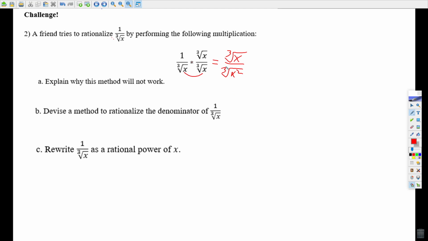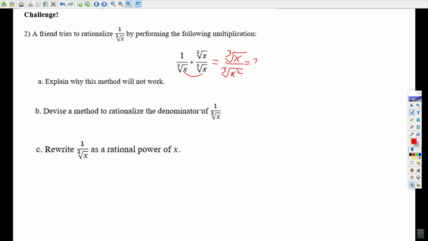You have 3 trying to go into 2. Does not work. 3 does not go into 2. So we can't do anything. We didn't get rid of the cube root. Now, why does this not work? Because we don't really have enough to take out for the cube root.